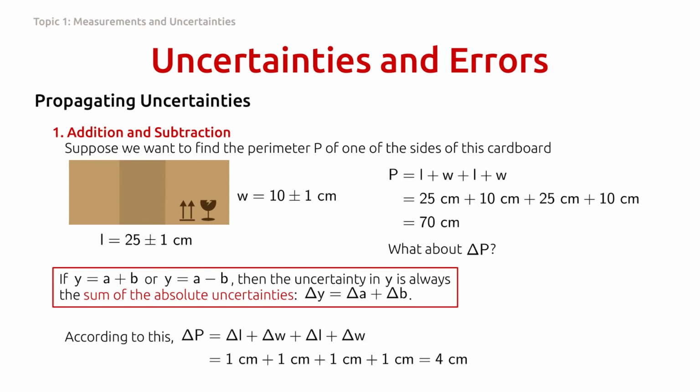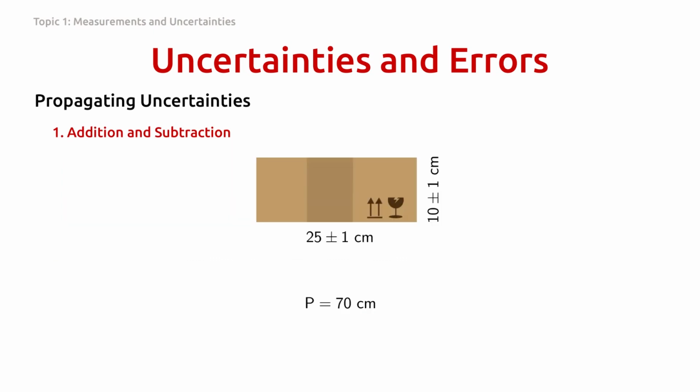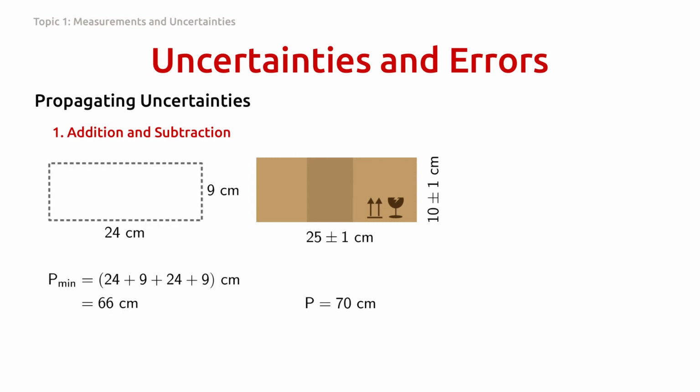According to this, delta P is equal to delta L plus delta W plus delta L plus delta W, and the total is equal to 4 centimeters. Finally, we set the perimeter as P equals 70 plus minus 4 centimeters. Now, given this uncertainty in length and width, the length here is between 24 and 26 centimeters. The width is between 9 and 11 centimeters.